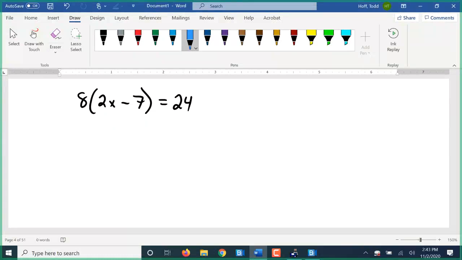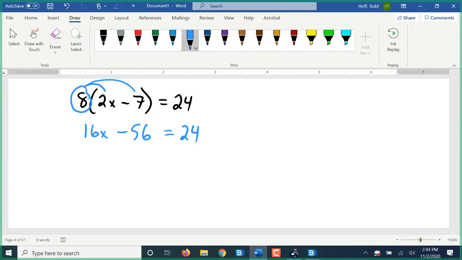Well, the second thing is to check to see if something needs to be done to the parentheses. Well, and here that parentheses is being multiplied by 8. So we'll distribute the 8. 8 times 2x is 16x. 8 times negative 7 is a negative 56. And of course, on the other side, we still just have the 24.